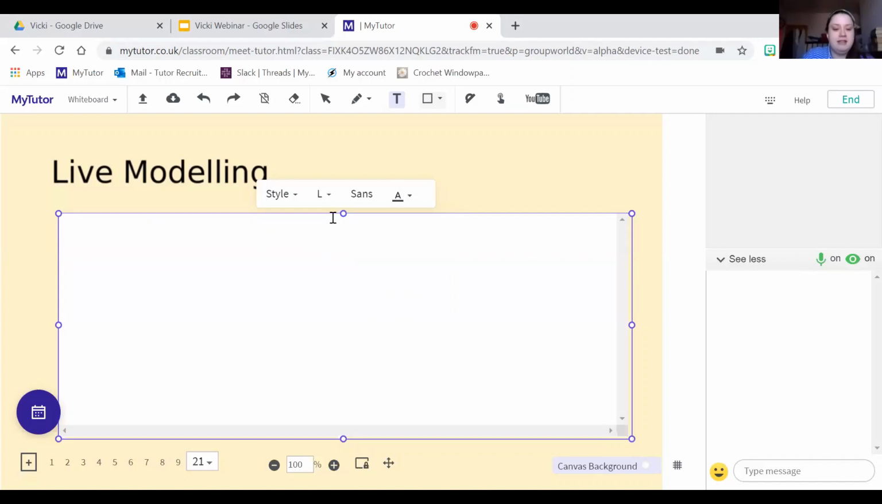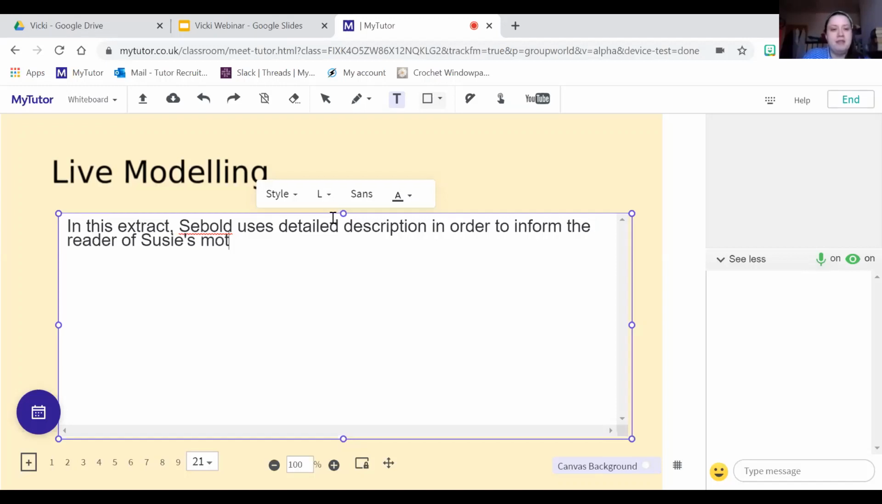So in this extract, Seabold, so I'm using what I've been told in the context, uses detailed description. So I'm just getting a little bit extra. I could just say uses personification, but I'm getting a little bit extra terminology in there in order to inform the reader of Susie's mother's eyes, comma, open quotation mark, stare that stretched to infinity.